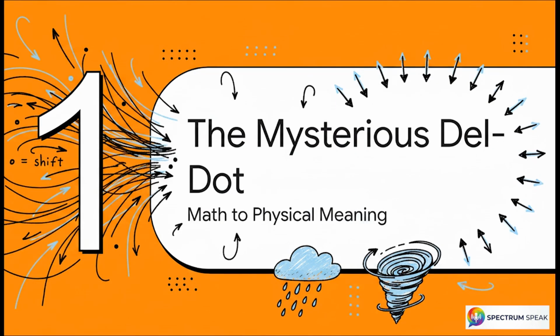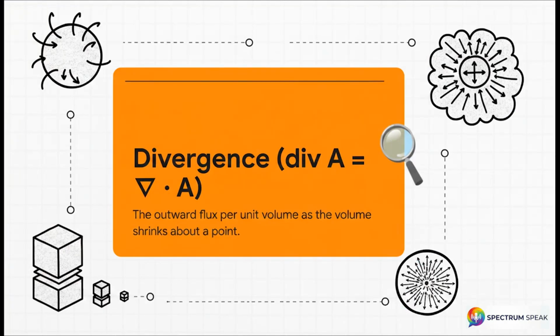We're going to move away from just abstract math and get to the physical meaning. The goal here isn't just to calculate divergence, it's to actually see what it represents. So, if you crack open a textbook, you'll see something like this. Divergence is the outward flux per unit volume as the volume shrinks about a point. Okay, what does that even mean?